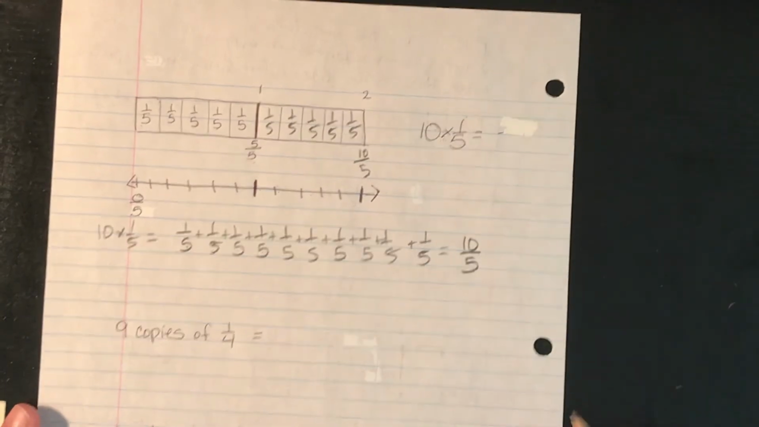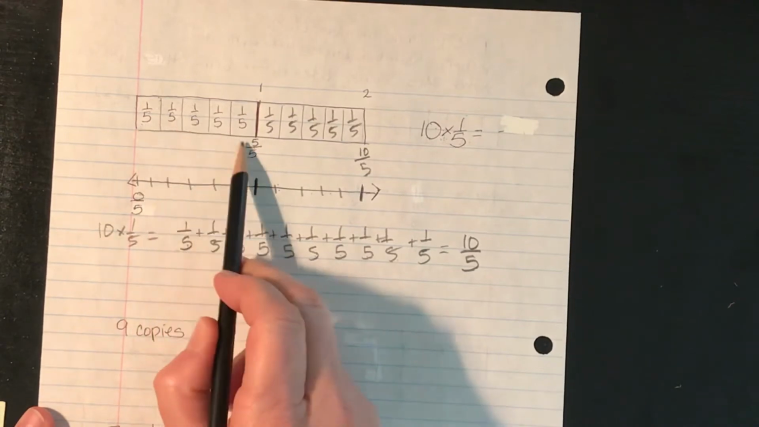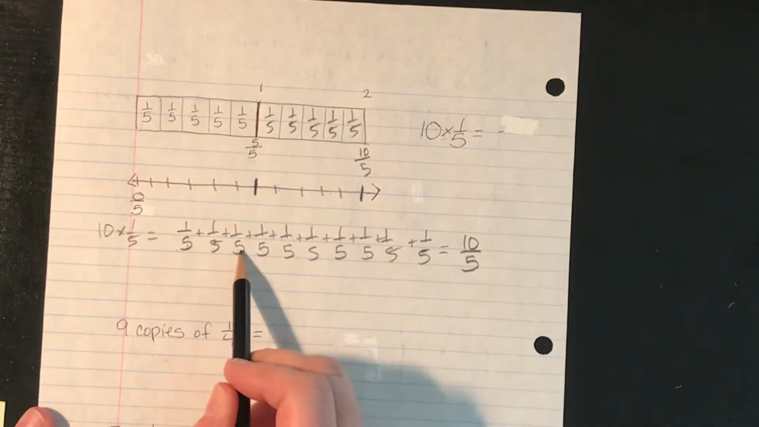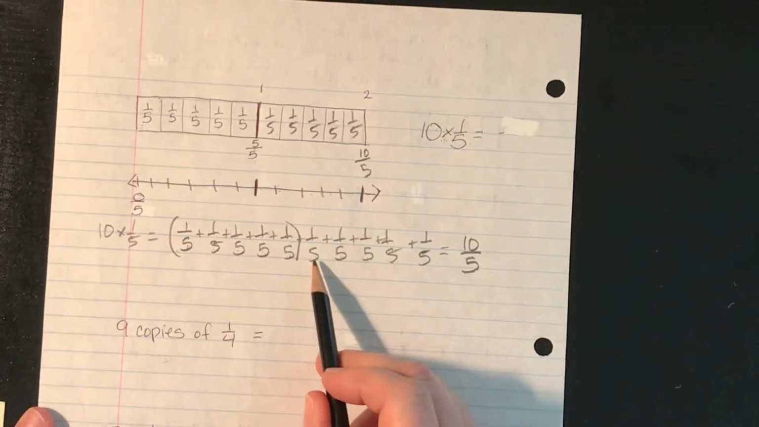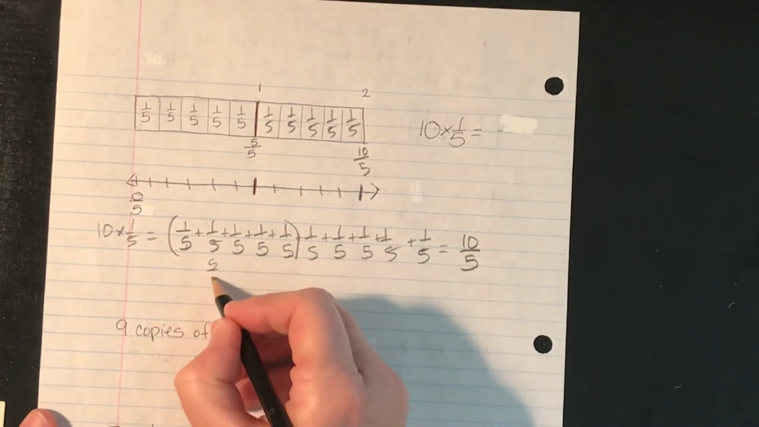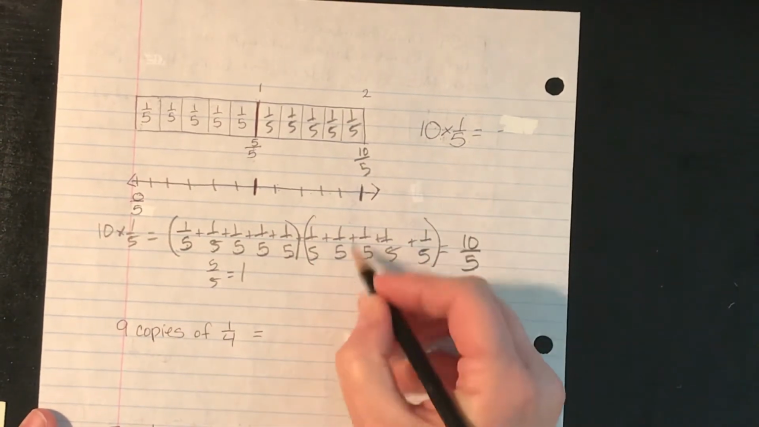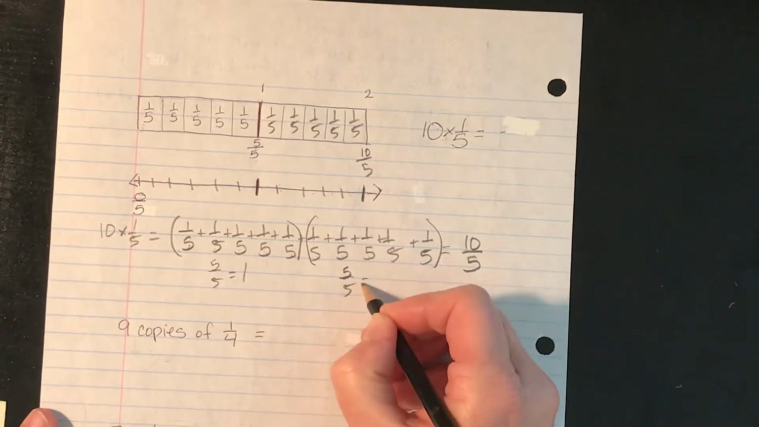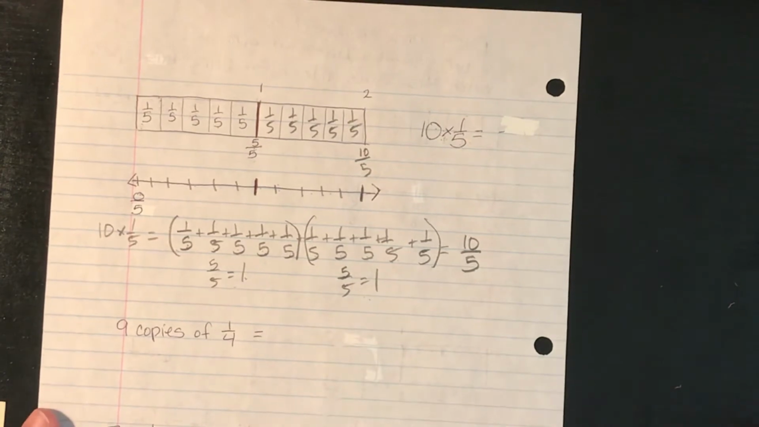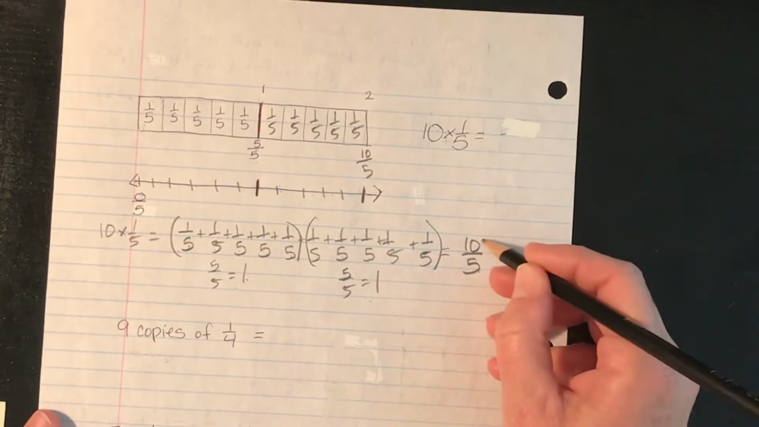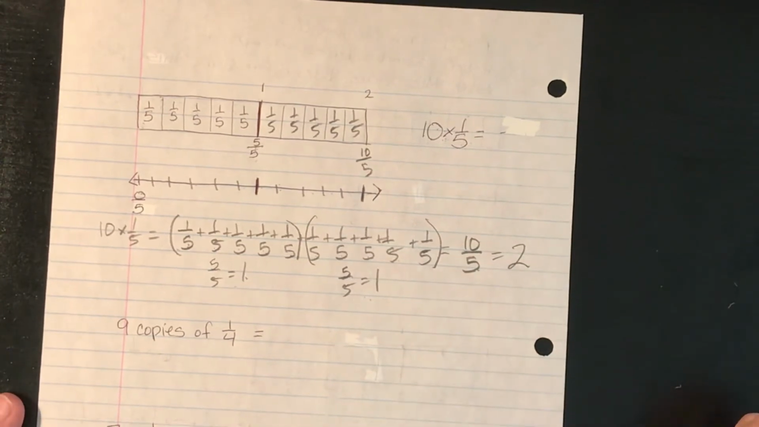So if I think about grouping that like a whole, we would group 5 fifths together. So 1, 2, 3, 4, 5 of my fifths go together. There's 5 fifths, which is the same as 1 whole. And then another 5 fifths go together, which is the same as 1 whole. So that means I have 2 whole candy bars. 5 divided into 10 is definitely 2 with nothing left over.